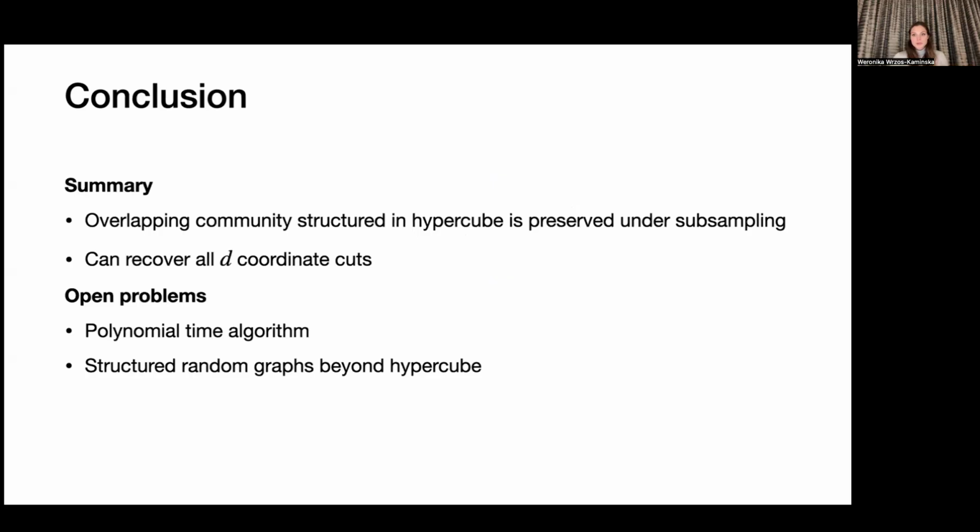However, our algorithm for achieving this runs in exponential time. So a very interesting open problem is to construct a polynomial time algorithm that achieves the same guarantees. And more broadly, it would be interesting to study broader classes of graphs, not just hypercubes, and try to understand if the structure is preserved under subsampling.